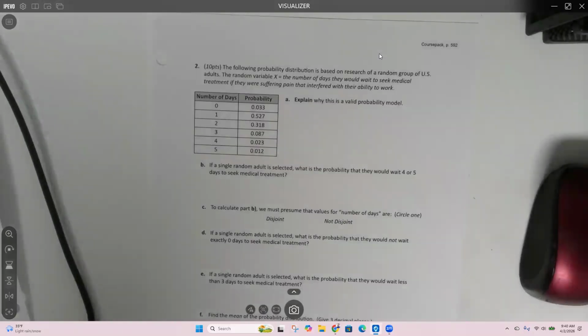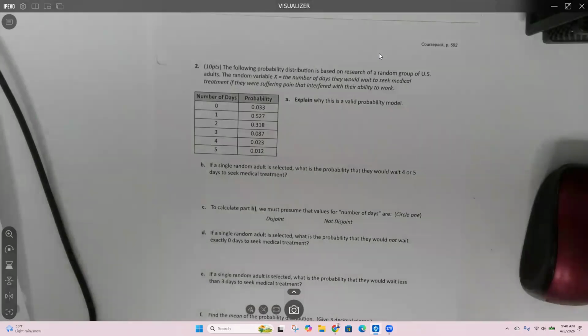Next page, page 592, number 2. The following probability distribution is based on research of a random group of US adults. The random variable x equals the number of days that they would wait to seek medical treatment if they were suffering pain that interfered with their ability to work. Okay. Explain why this is a valid probability model.